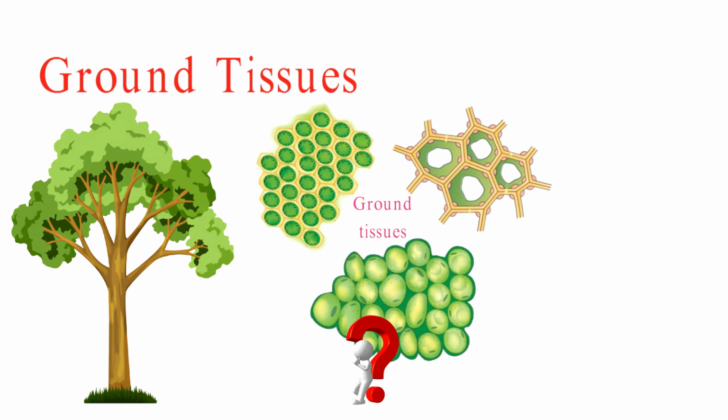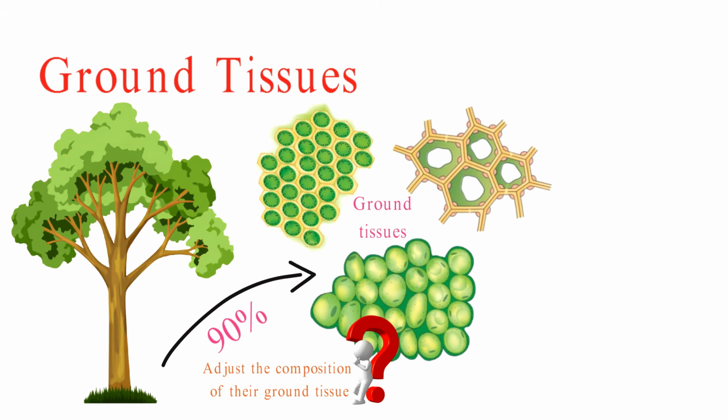Did you know that some plants can adjust the composition of their ground tissue in response to environmental conditions, and in most plants, ground tissue typically makes up around 90% or more of the plant's total volume. The diversity of ground tissue adaptations across different plant species is a testament to the incredible versatility and adaptability of plants to various environments and ecological niches.